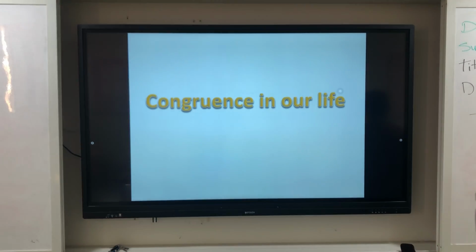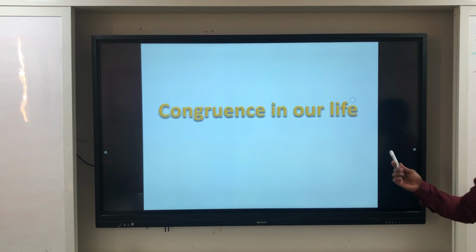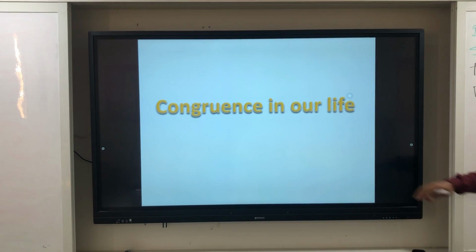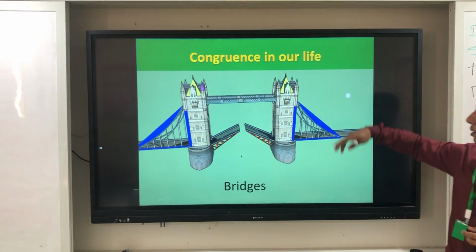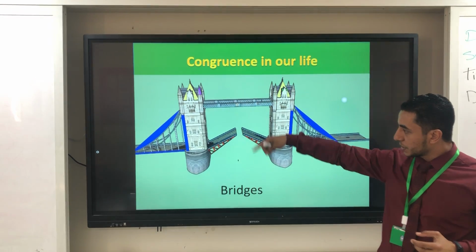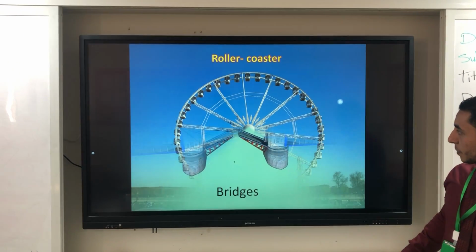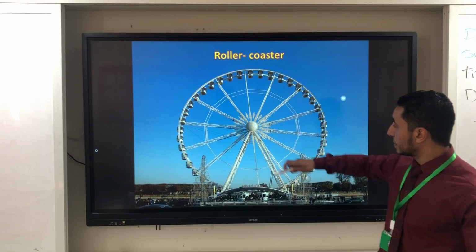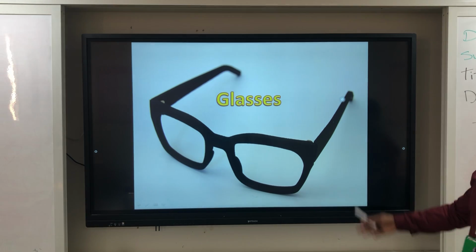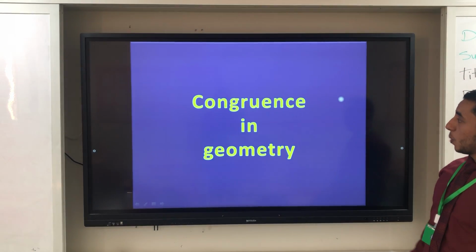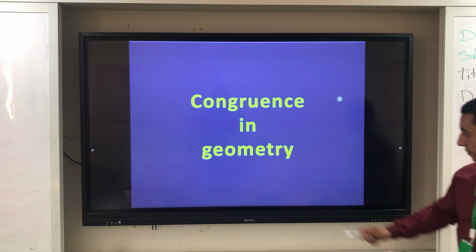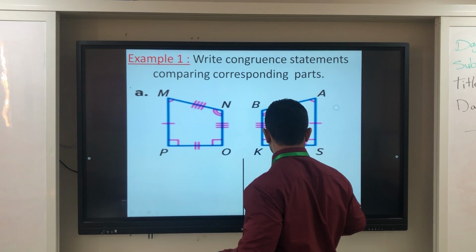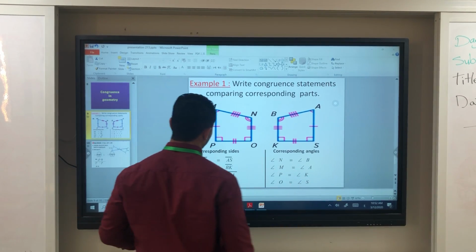What about congruence in our life? Yes, we can use congruence in our life. For example, we can see congruence in a bridge and a roller coaster, because here we have congruent triangles, glasses. What about congruence in geometry?